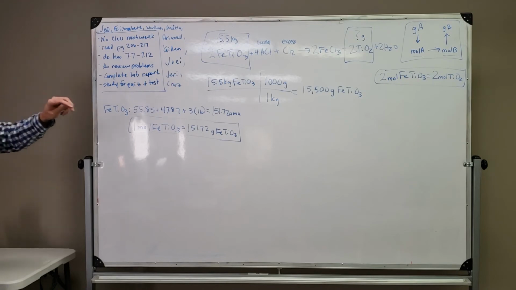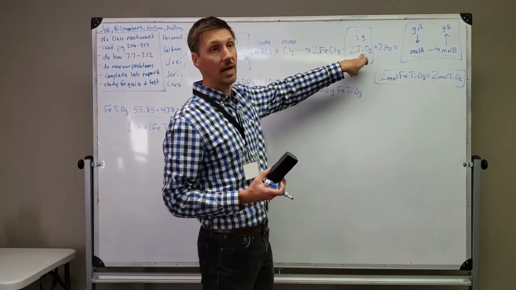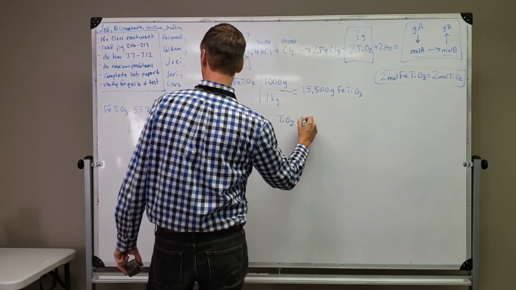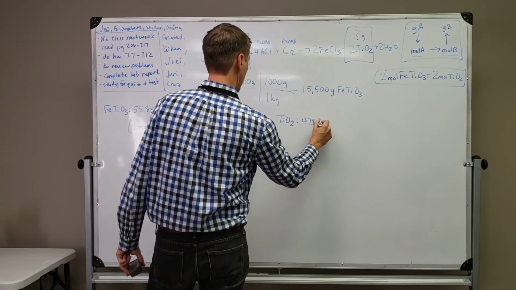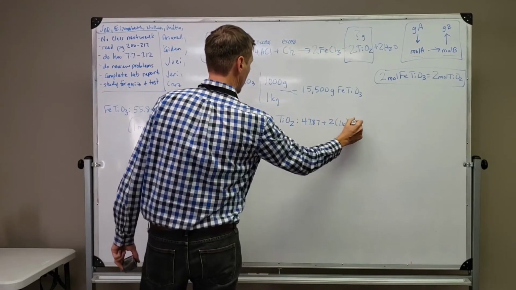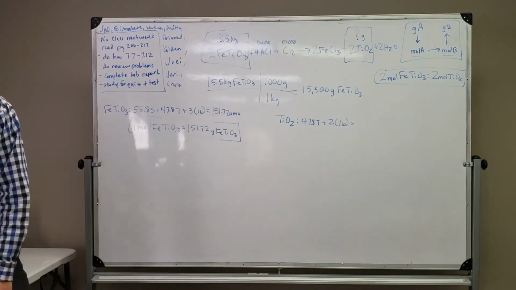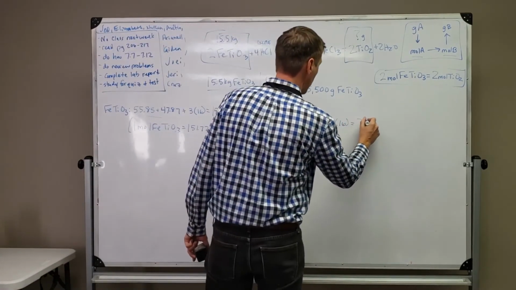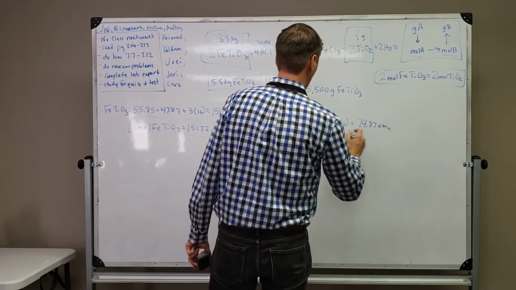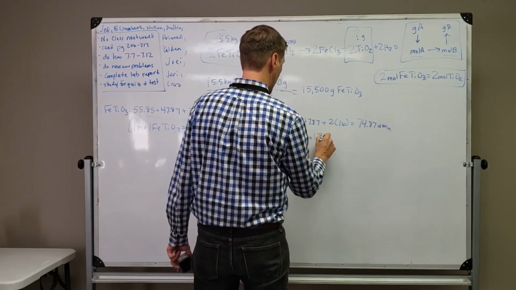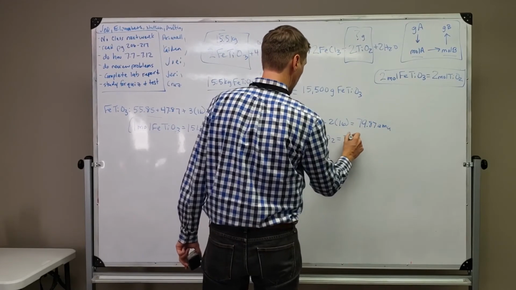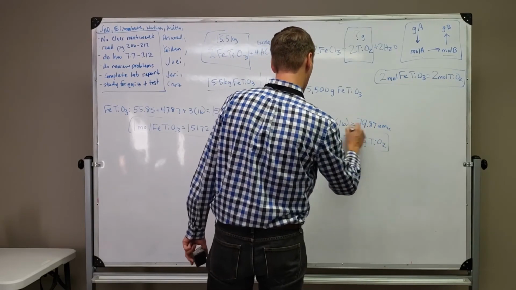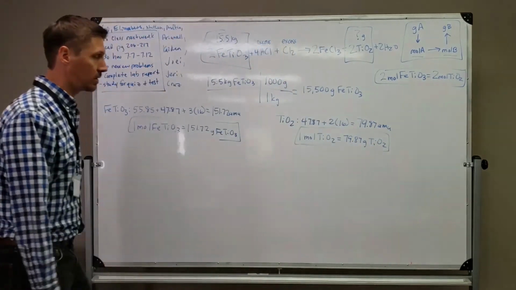TiO2. Ignore the 2 in the front here, we just need to find the molar mass of TiO2. So TiO2 has a molar mass of 47.87 plus 2 times 16, which equals 79.87 AMU. And so then 1 mole of TiO2 is equal to 79.87 grams of TiO2. So now we have all the information we need to do this entire problem.